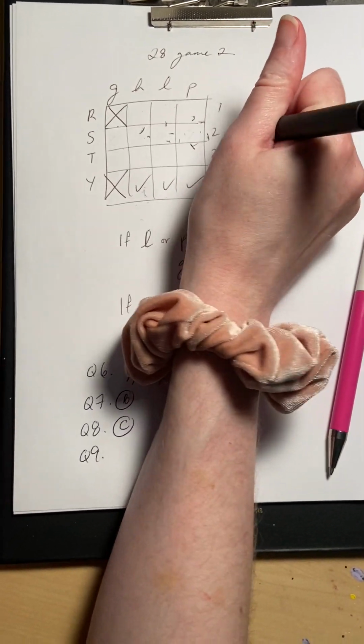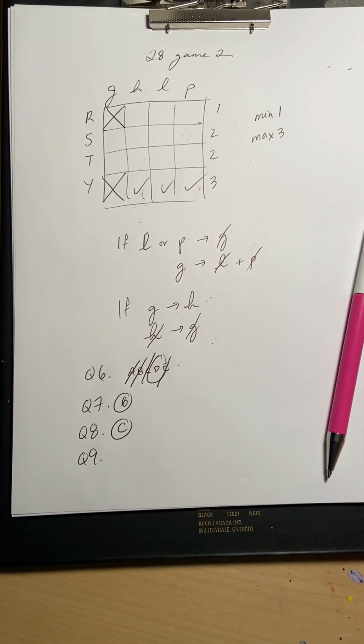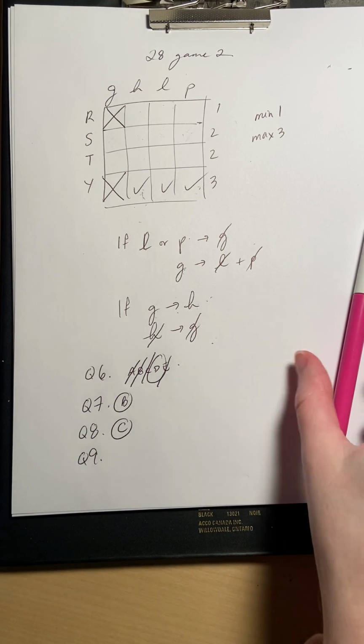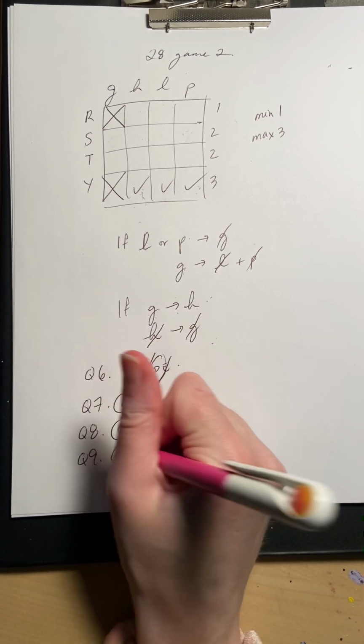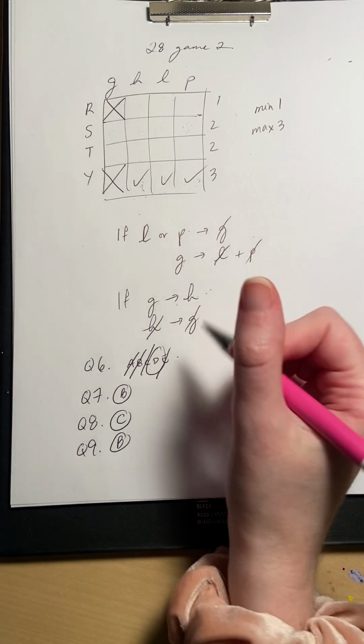Okay, so one way to test these things out is to go in with pencil and then you can erase it afterwards. So yeah, that's just one method that I would use. Go B for question 9.